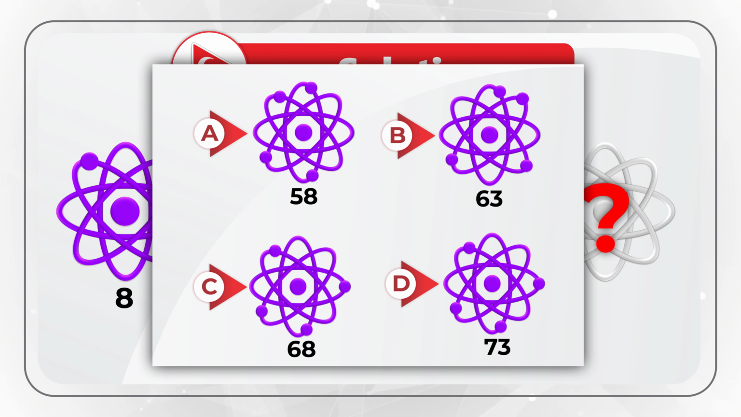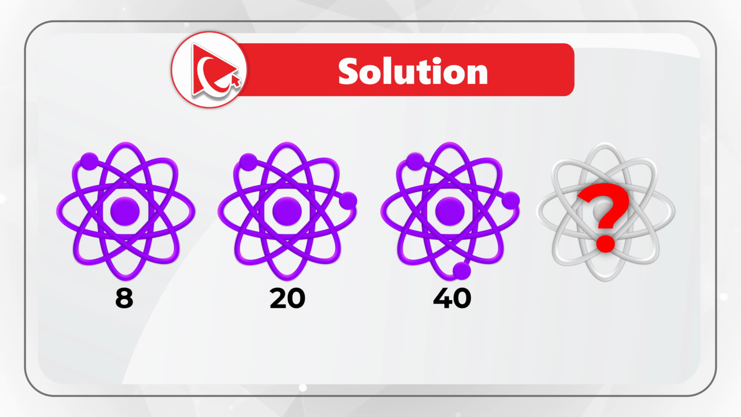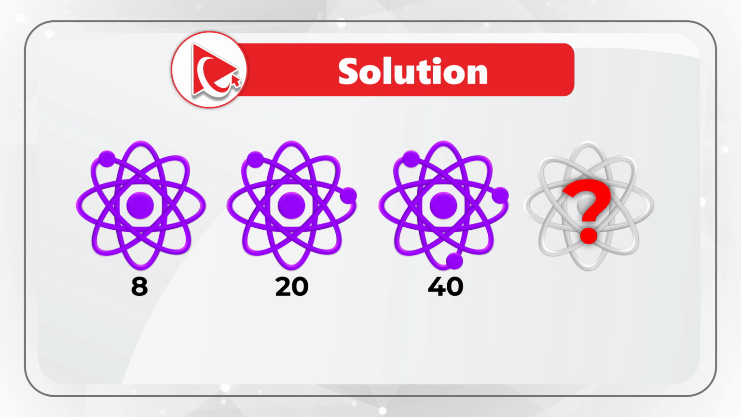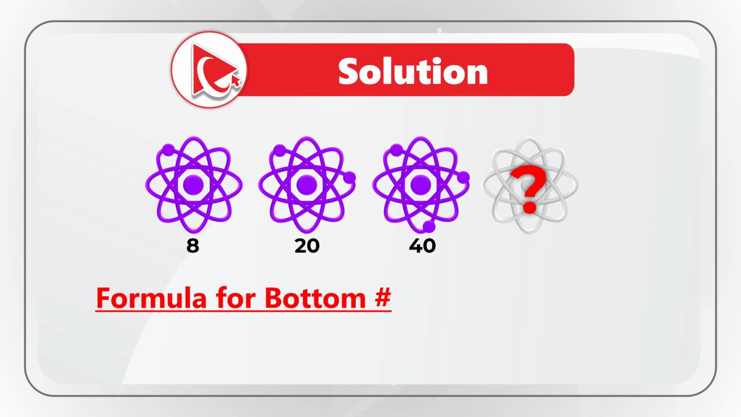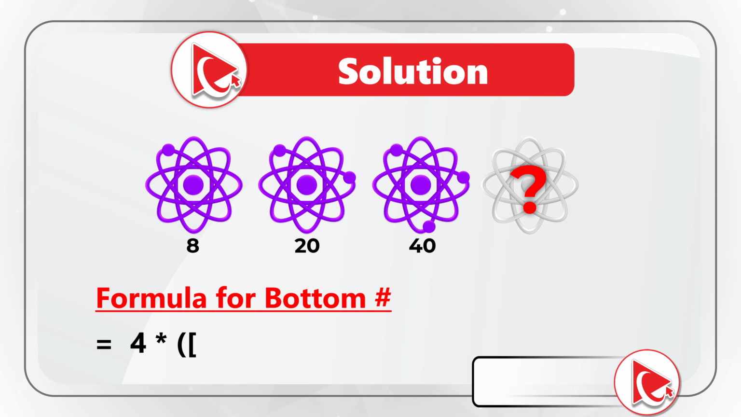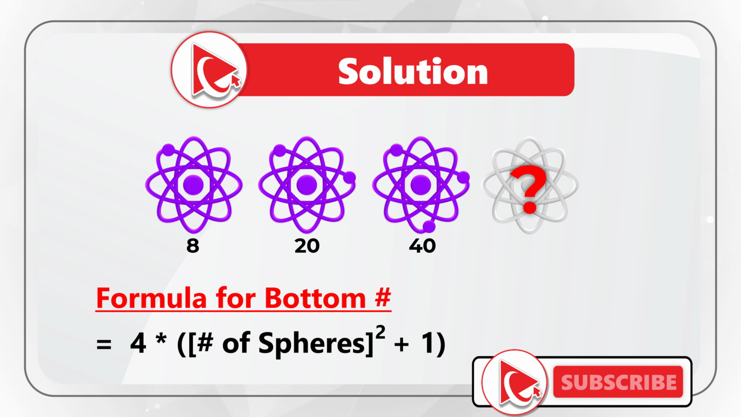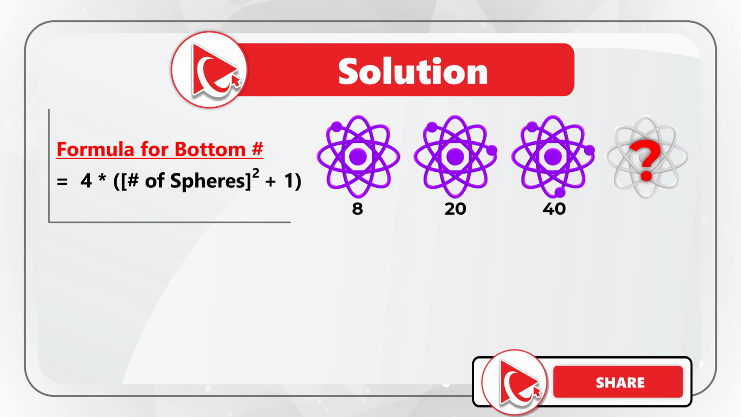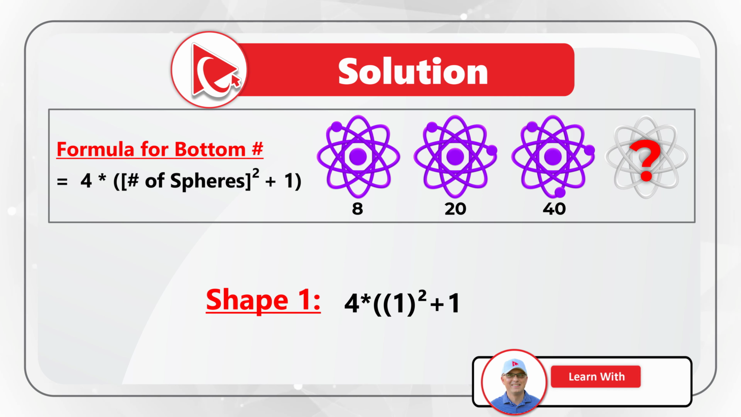So our next step here to solve this challenge is to look at the bottom number. And to solve it, you need to find the formula to calculate the bottom number based on the incrementing number of spheres. For example, the formula to do bottom number calculation is 4 multiplied by (number of spheres squared plus 1). So to calculate the bottom value for the first shape, we need to calculate 4 multiplied by (1 squared plus 1), which would be equal to 8.